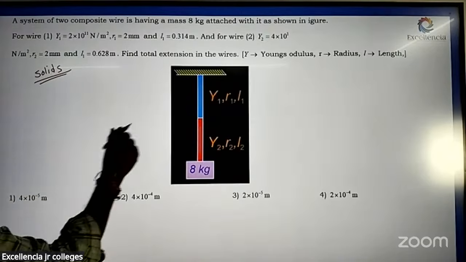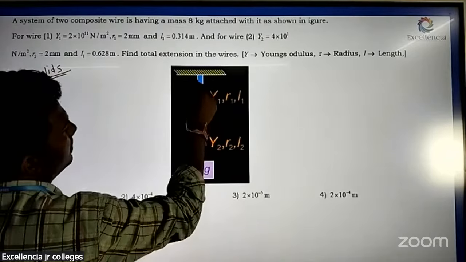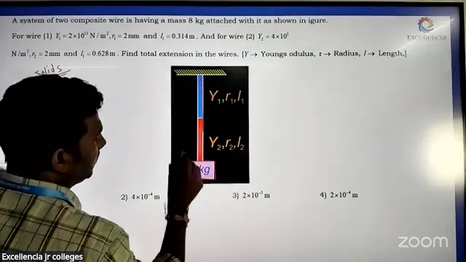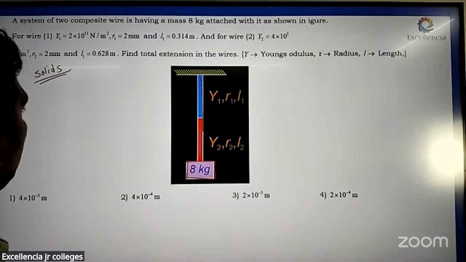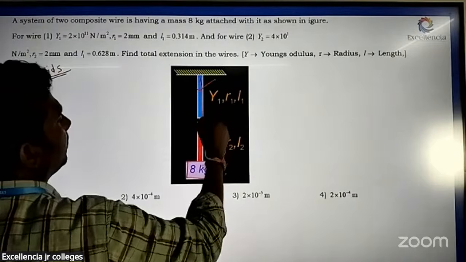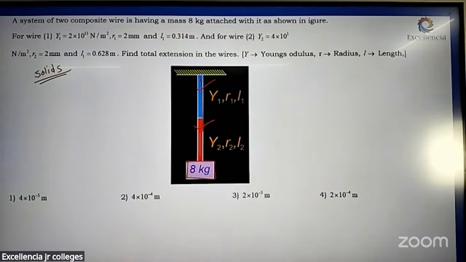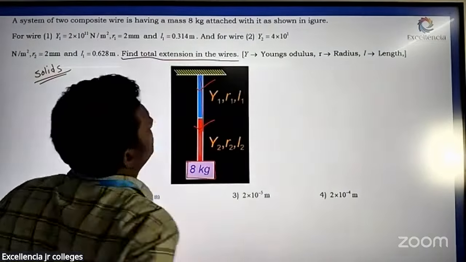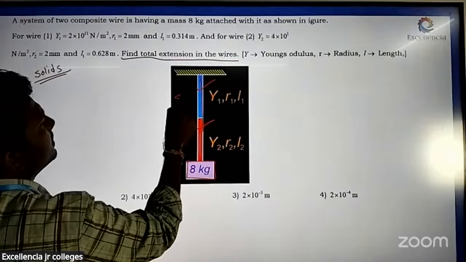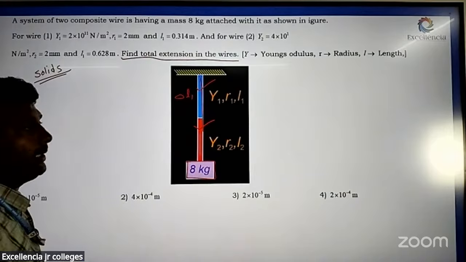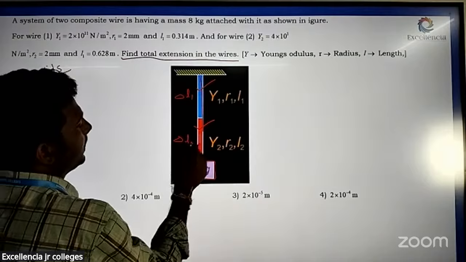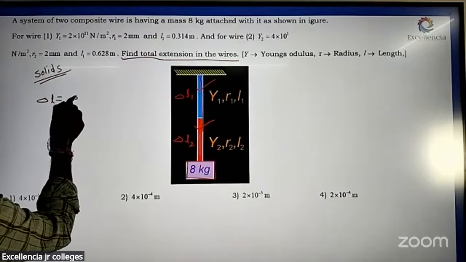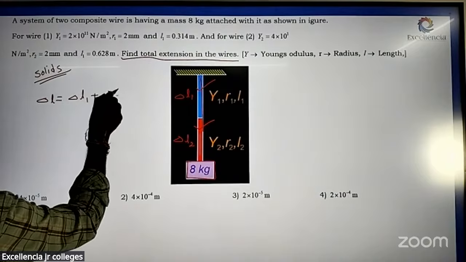Here they have given two different rods connected in a series combination, and they are handling an 8 kg block, so the tension developed in both rods will be the same. They are asking us to find the total extension in the wire. Let us consider the extension in the first wire to be delta L1 and in the second wire delta L2. So the total extension delta L equals delta L1 plus delta L2.